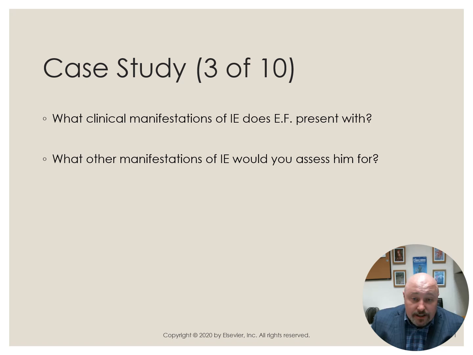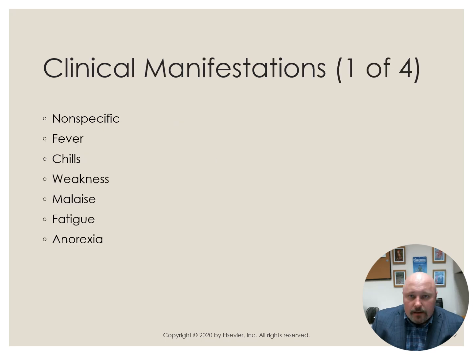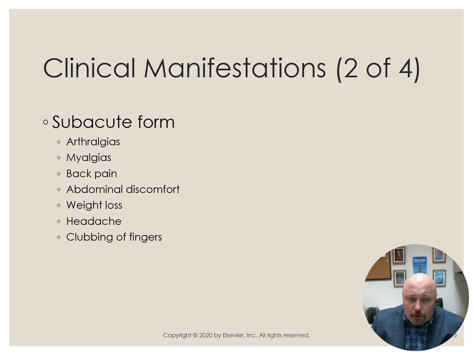What clinical manifestations of infective endocarditis does EF present with? And what other manifestations of infective endocarditis would you assess him for? Again, the flu-like symptoms are going to be a major key. These manifestations can take a lot of different forms: nonspecific, fever, chills, weakness, malaise, fatigue, or anorexia. In the subacute form, it could manifest as arthralgias, myalgias, back pain, abdominal discomfort, weight loss, headache, or clubbing of the fingers.